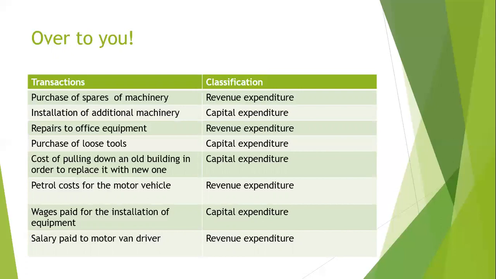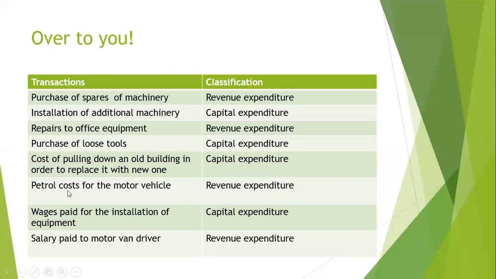Second is installation of additional machinery. That is capital expenditure because we are buying a fixed asset. Third is repairs to office equipment. Again, revenue expenditure because it is only maintenance of office equipment. Fourth transaction is purchase of loose tools. It is capital expenditure because again we are buying a fixed asset. Cost of pulling down an old building in order to replace it with a new one. It is again capital expenditure because we are replacing it with the new building, so we are adding value to the fixed asset.